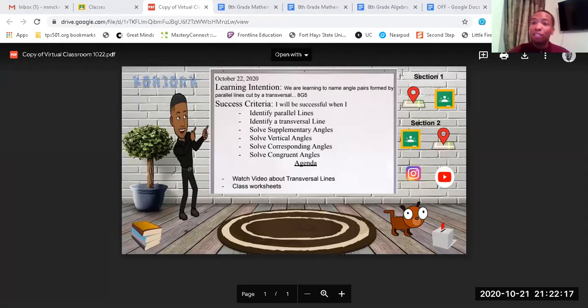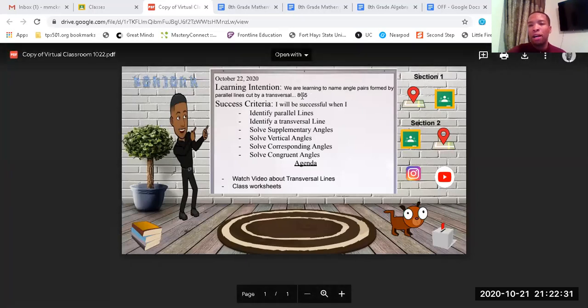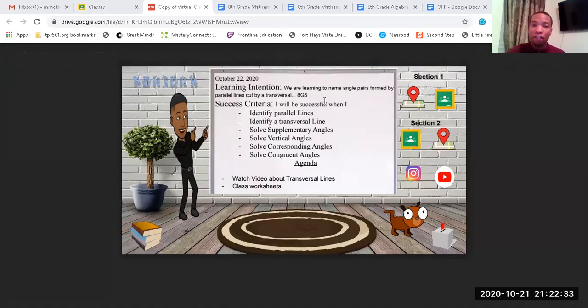Hello. All right, so for today's class, we're going to be jumping into a new topic. So for learning intention, we are learning to name angle pairs formed by parallel lines cut by a transversal. So we're focusing a little bit on standard AG5.